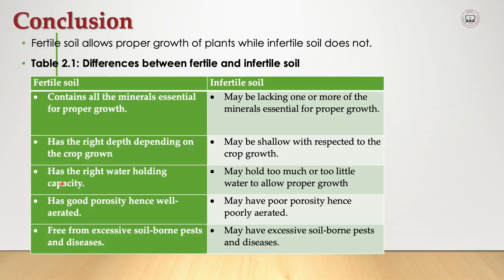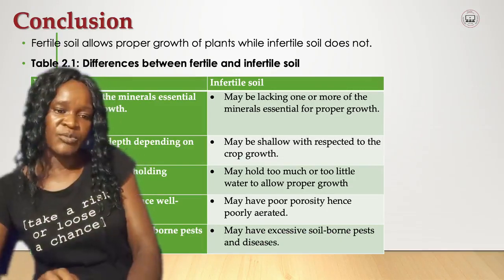Another difference could be that fertile soil has the right water holding capacity, while infertile soil may hold too much or too little water to allow proper growth. Fertile soil also has good porosity, hence well aerated. On the other hand, infertile soil may have poor porosity, hence poorly aerated. And the last difference could be that fertile soil is free from excessive soil-borne pests and diseases, while infertile soil may have excessive soil-borne pests and diseases.